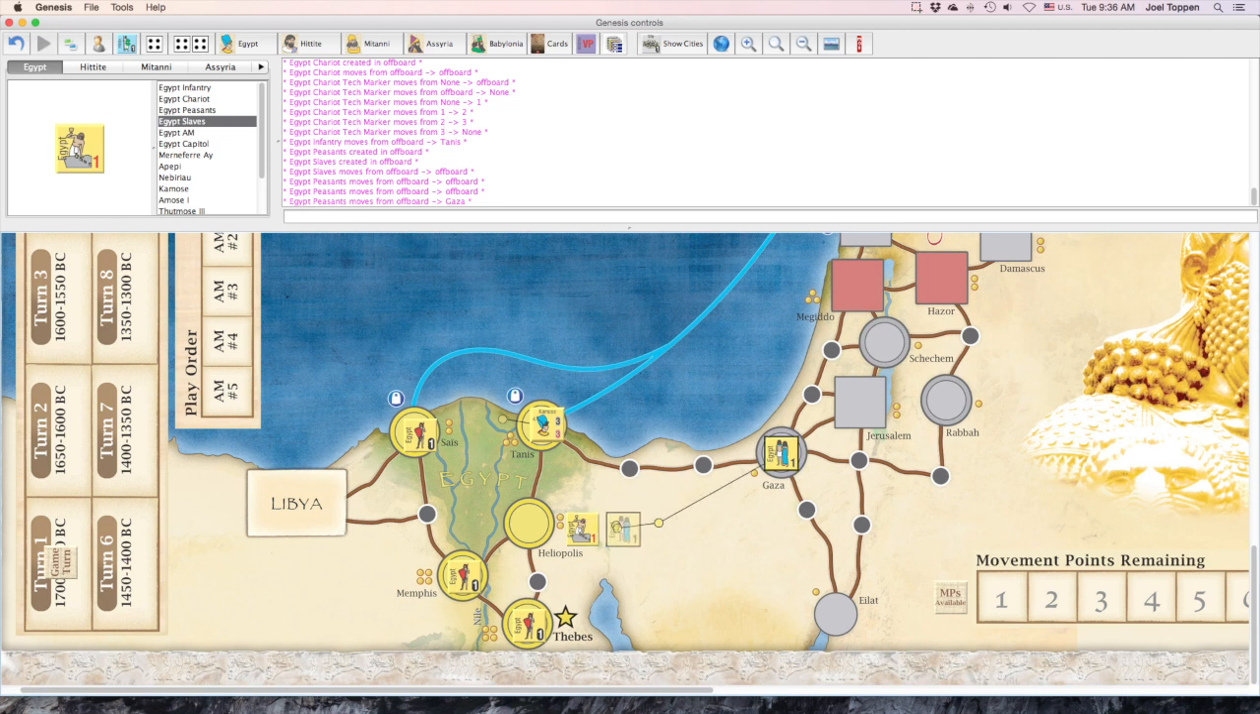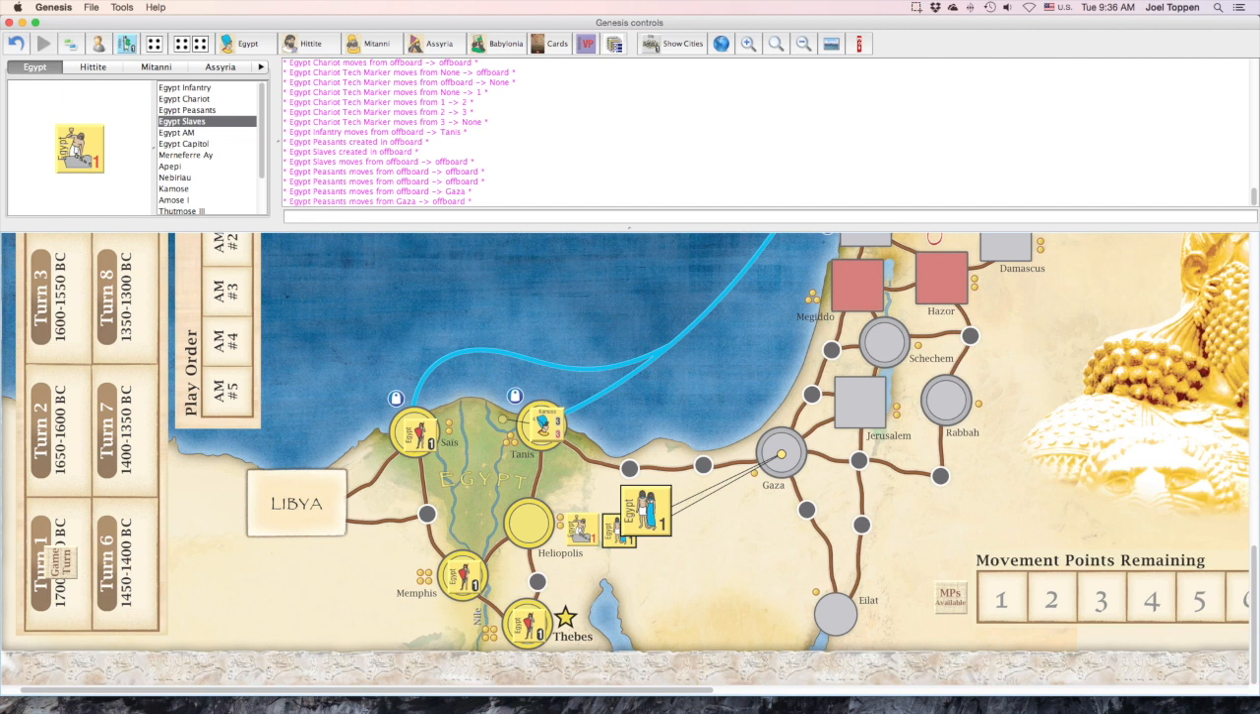Slaves are acquired in battle. Whenever you defeat an opponent in battle and an infantry unit is eliminated or a chariot unit is eliminated, you can go ahead and take one slave from your counter mix and place it into the space where the battle took place.